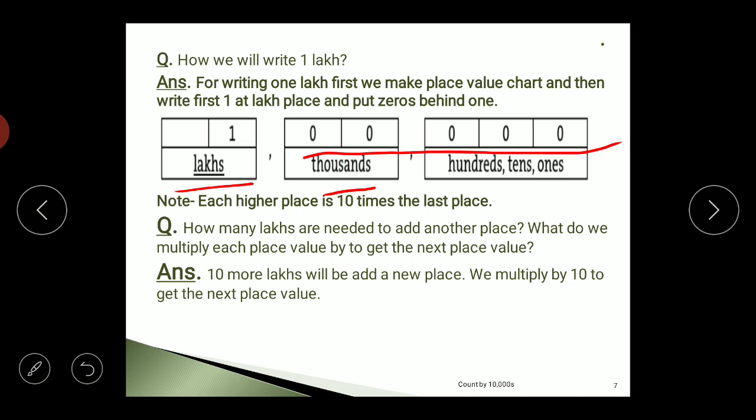How many lakhs are needed to add another place? How do we multiply each place to get the next place value? 10 lakh will be added to add a new place. We multiply by 10 to get the next place value.